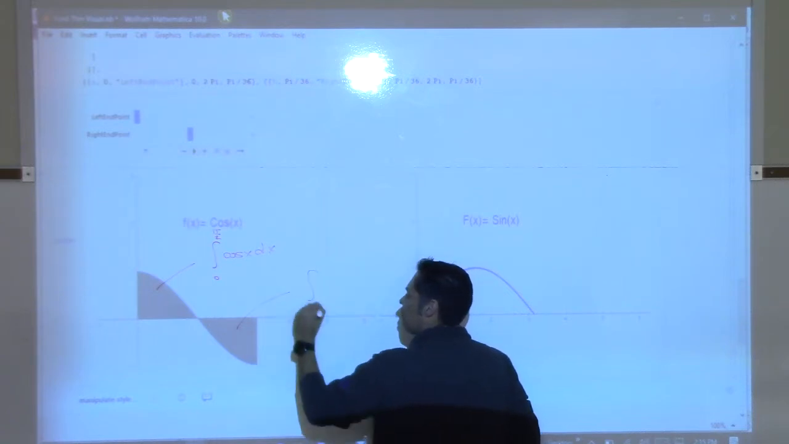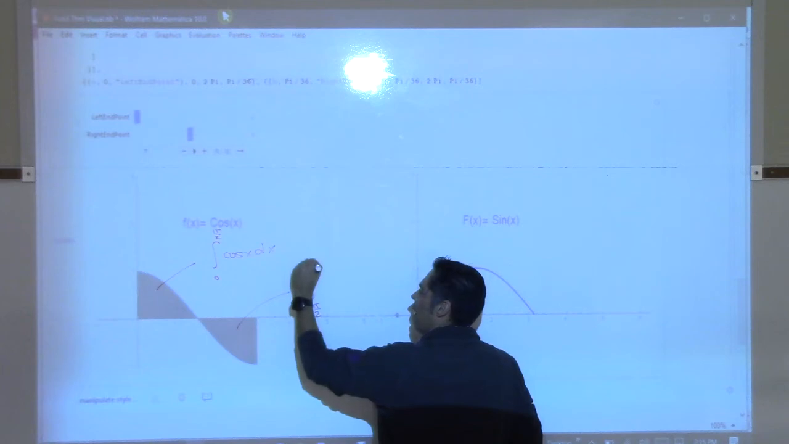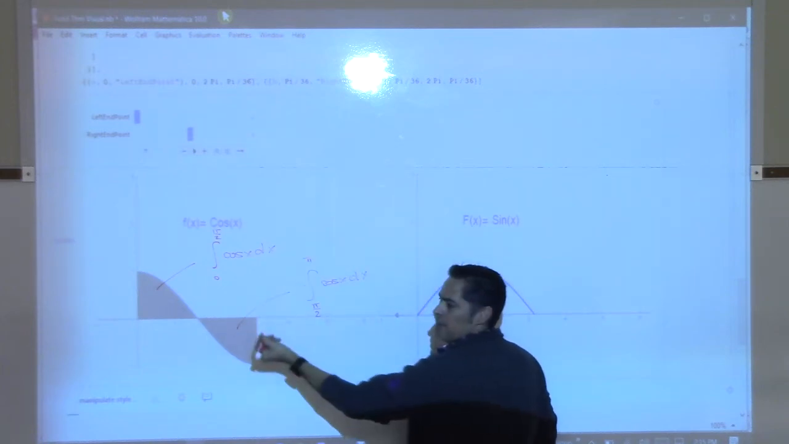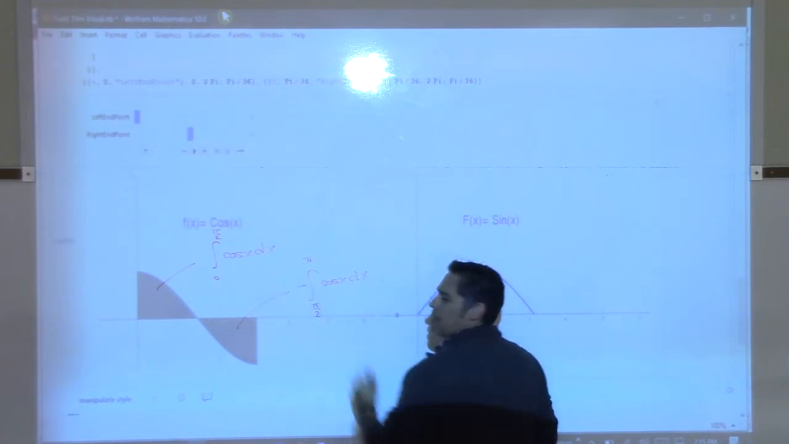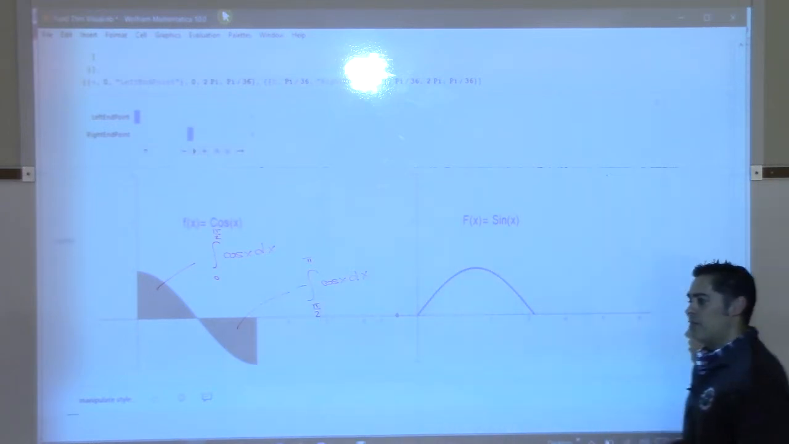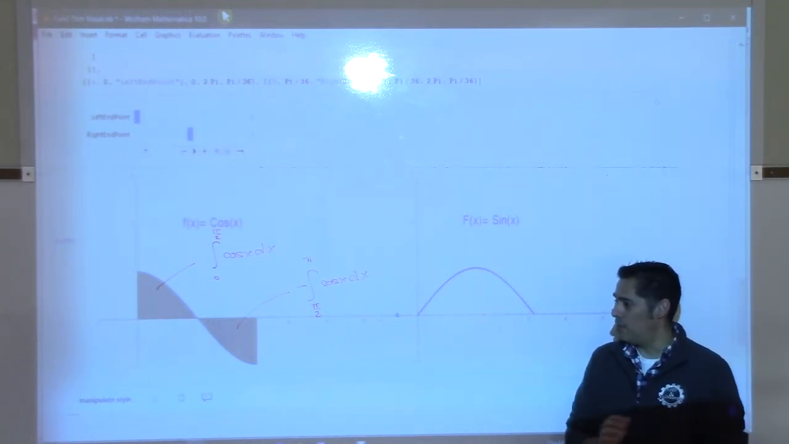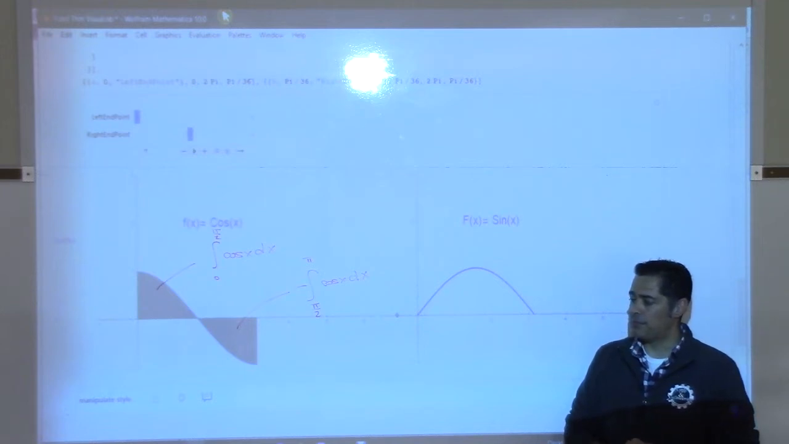So what I'm going to do is the integral from pi over 2 to pi of cosine x dx, but I'm going to make it negative. Now that negative becomes a positive, and it'll contribute to the sum. So I have to break it up into 2. That's how I get an answer of 2. Make sense?